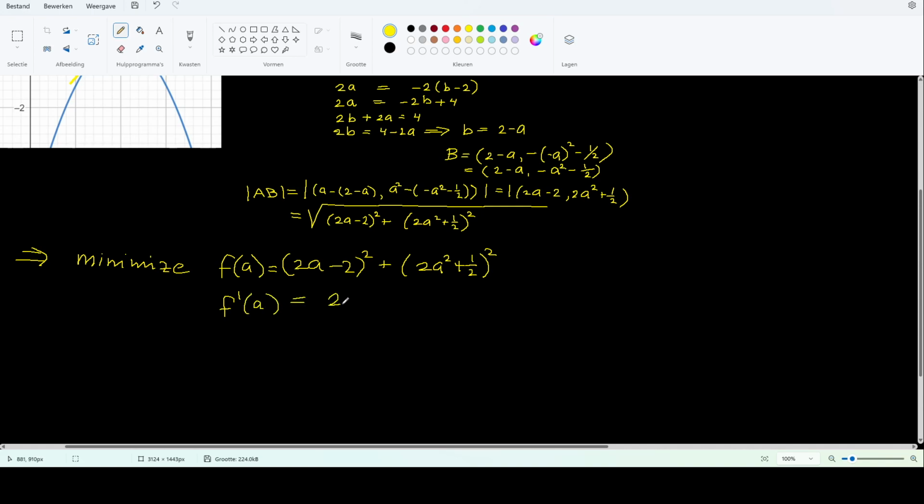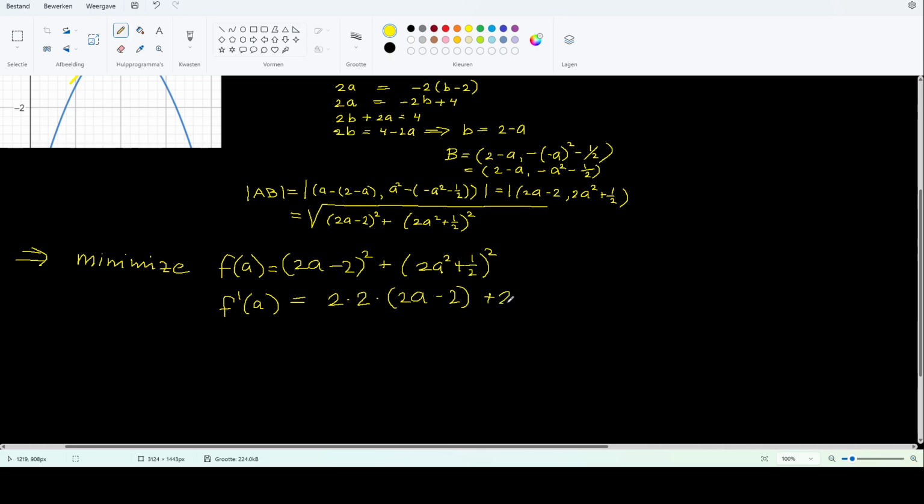So what you get is 2 times, and then the derivative of the thing inside, which is 2, and then this not to the power 2 but to the power 1. This first 2 comes from this exponent which gets in front. The second 2 here comes from the derivative of 2a minus 2, and then you have 2a minus 2 to the power 2 minus 1. So now we're going to do the same thing over here.